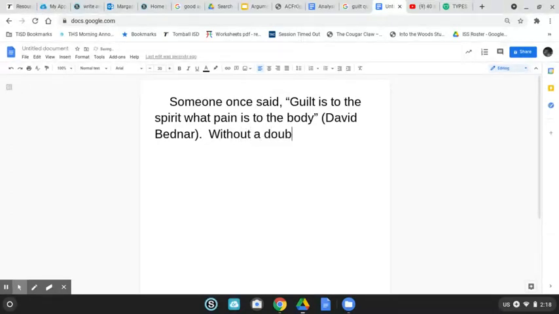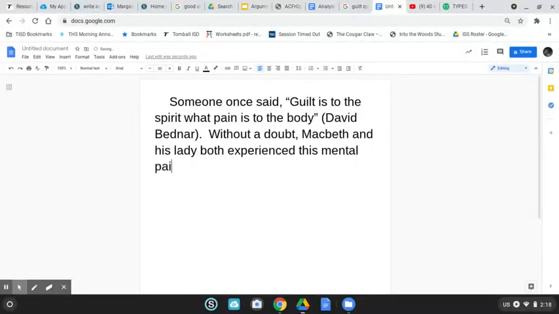Without a doubt, pain, this mental pain. I don't like that because I'm going to do it in the passive voice. Macbeth and his lady both experienced this mental pain in Shakespeare's, there's my author, tragedy. And then I have to put it in italics or underline it because I'm talking about the play, not the person. It's a title, Macbeth, period.